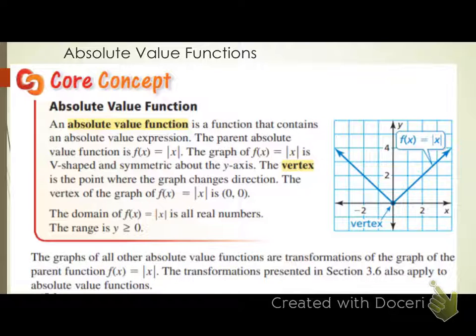The transformations presented in section 3.6 also apply to absolute value functions. So we're going to see some of those transformations that we dealt with for linear functions with our absolute value functions. So who can name some of those transformations? Reflection over any axis, x or y axis. Horizontal stretch and shrink. What kind of translations?